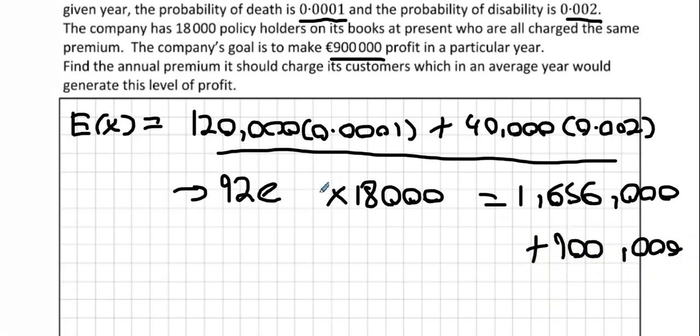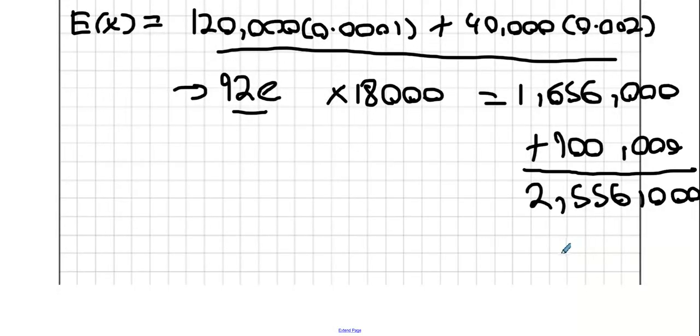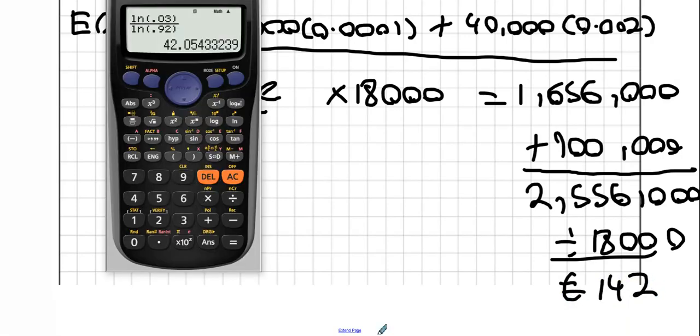Okay, so each customer only costs us €92 each, but we're going to charge them more than €92 each to make the profit that we want. So we add the 900,000 on, we get 2,556,000, and that's charged amongst 18,000 people. So then if we divide this by 18,000, we should get an annual premium rate of €142. So 2,556,000 divided by 18,000, and you get €142.